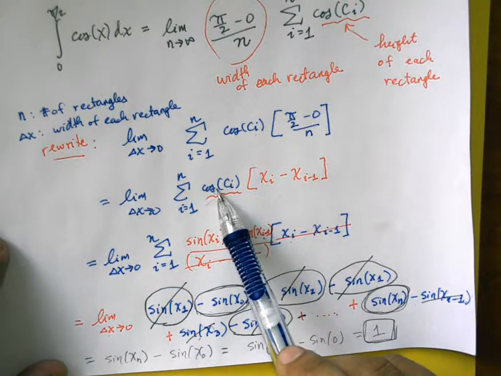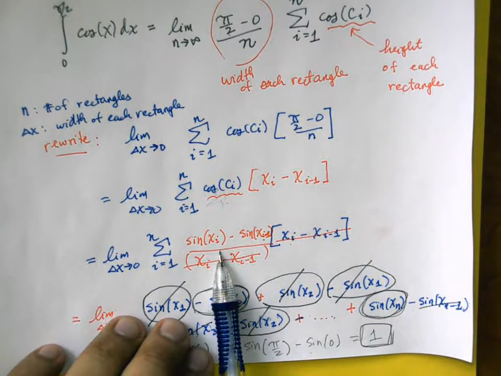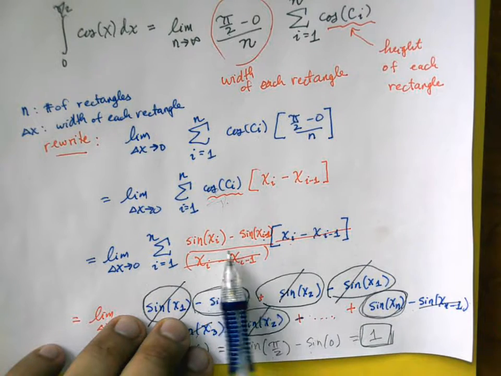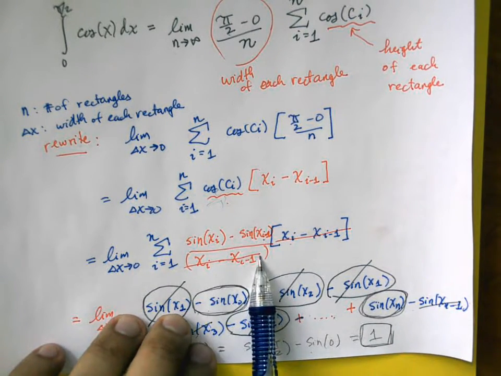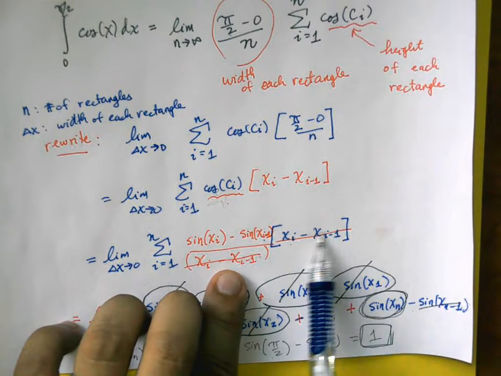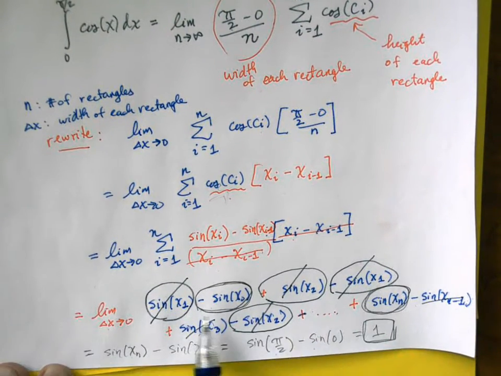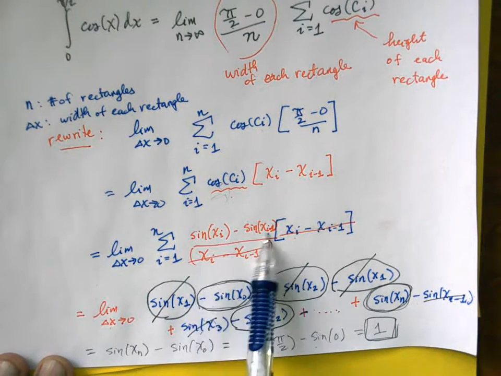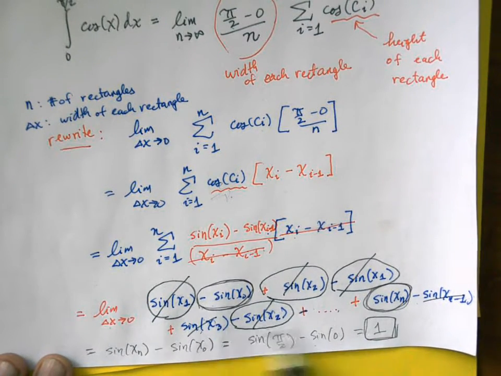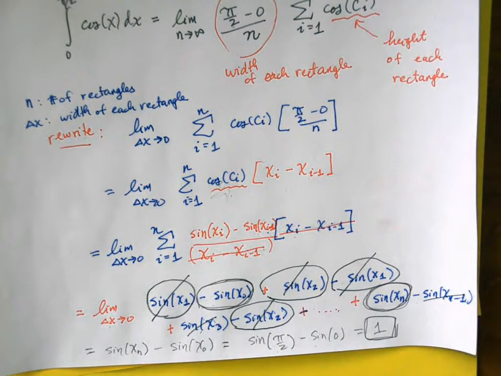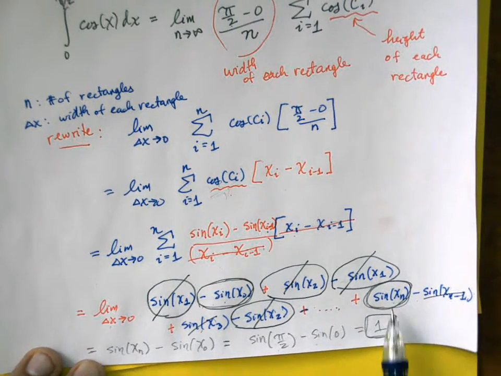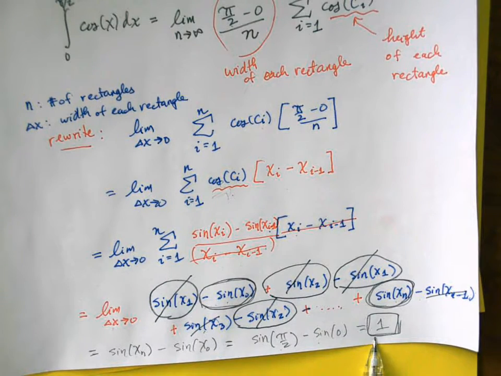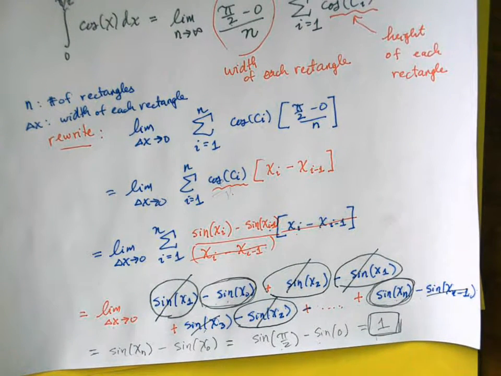So that when we get to this problem here with this cosine c sub i, we're able to eliminate cosine c sub i altogether, and we get sine of x sub i minus sine of x sub i minus 1 over this difference, which cancels out the width of each rectangle. And then when we expand this series out this way, everything in here cancels except for this term and this term. And it reduces down beautifully to a perfect number.